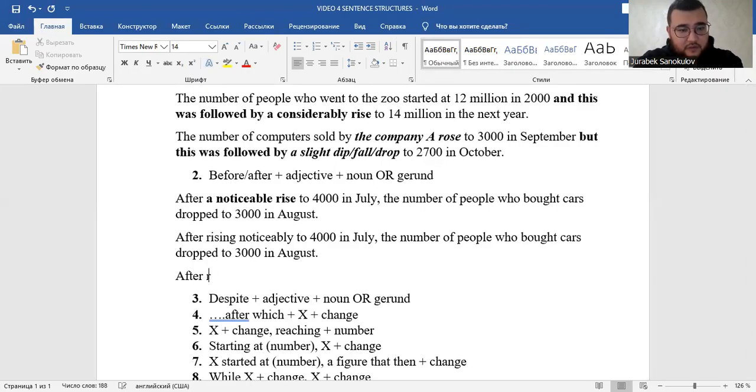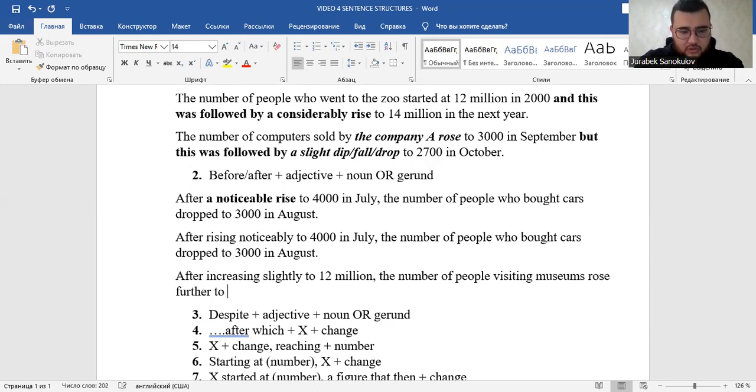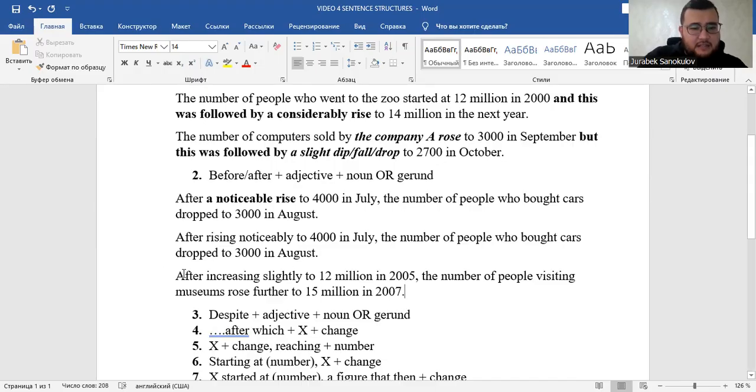Look at this. After increasing slightly to 12 million, the number of people visiting museums rose further to 15 million. Now I forgot to include the years. Let's just say 2005 and 2007. So you see, I described similar changes using the same sentence structure.